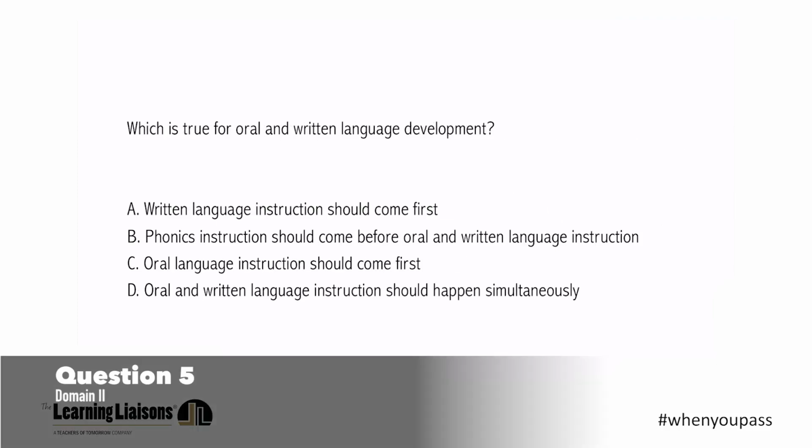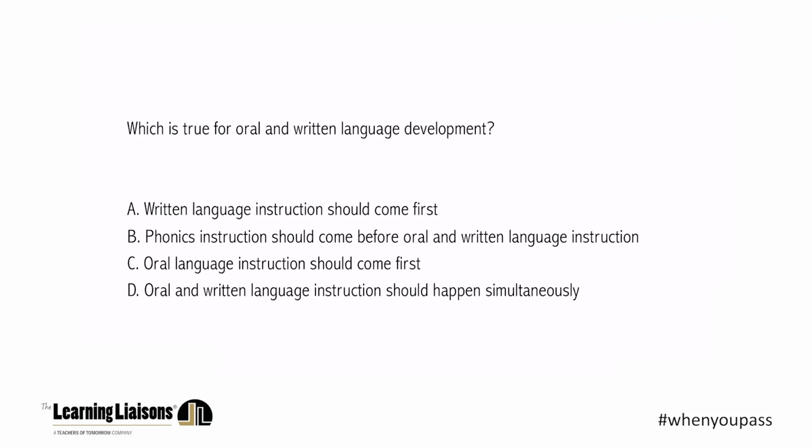Which is true for oral and written language development? A, written language instruction should come first. B, phonics instruction should come before oral and written language instruction. C, oral language instruction should come first. Or D, oral and written language instruction should happen simultaneously. Here's our answer. D, oral and written language instruction should happen simultaneously.